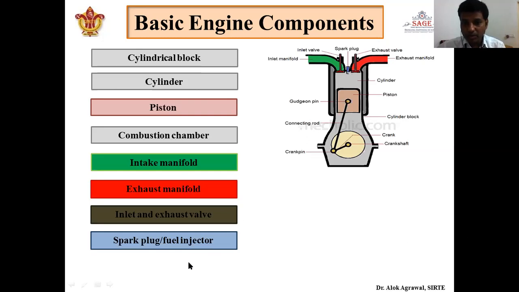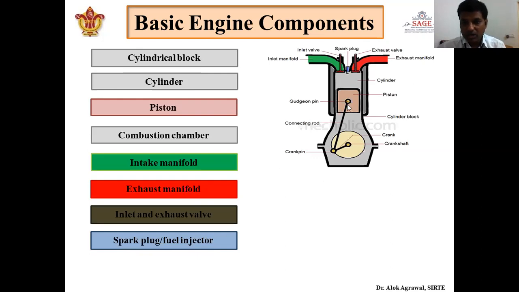So depending upon which type of engine we are talking about, it is either a spark plug or a fuel injector. Here it is showing a spark plug, so it can be said that this is the structure of a spark ignition IC engine. The rest of the things will be the same. In place of the spark plug, it will be a fuel injector when we are talking about a compression ignition engine.